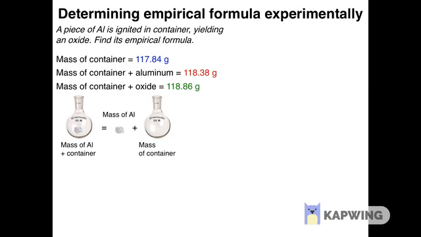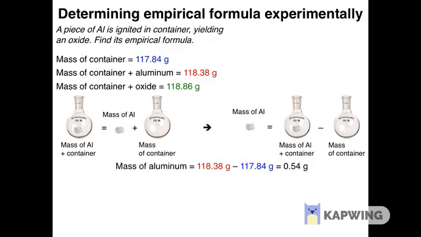So the mass of the aluminum is 118.38 grams minus 117.84 grams, and that is 0.54 grams. After we have formed the aluminum oxide, we can weigh the flask once more. We find that its mass has now increased to 118.86 grams. By subtracting the mass of the empty flask from the mass of the flask with the aluminum oxide, we find the mass of the aluminum oxide.